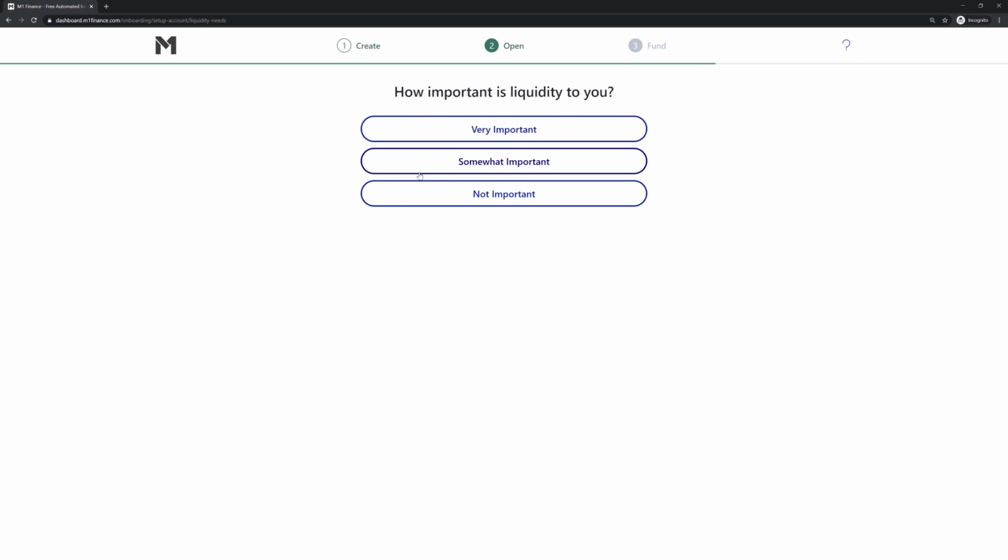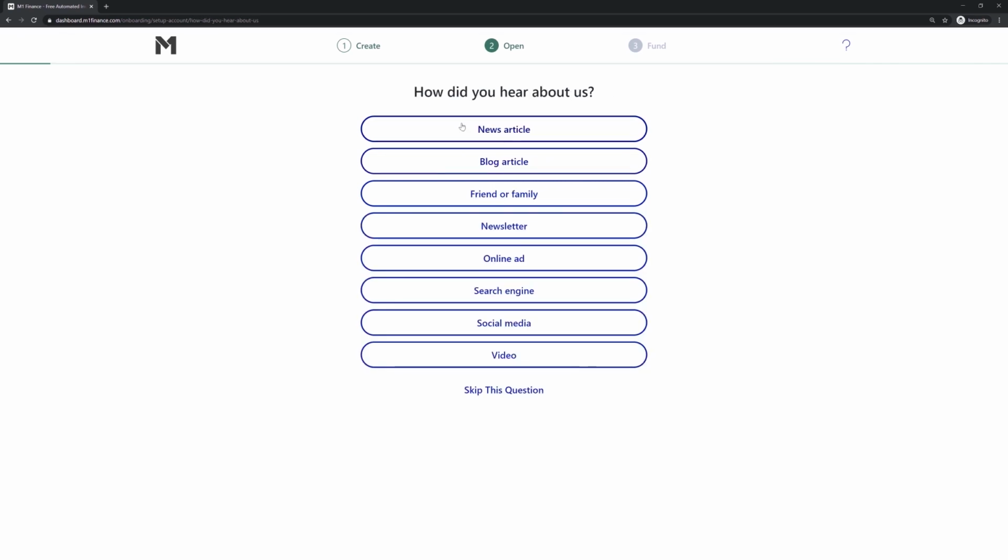If liquidity was important, you probably wouldn't want to put this inside of a retirement account, right? You'd want to know that you can sell this without a penalty at any time. So for me, liquidity is somewhat important. And then, how did you hear about us?